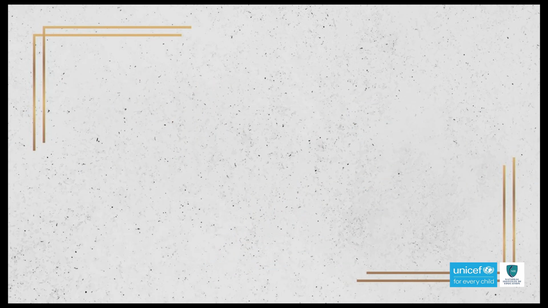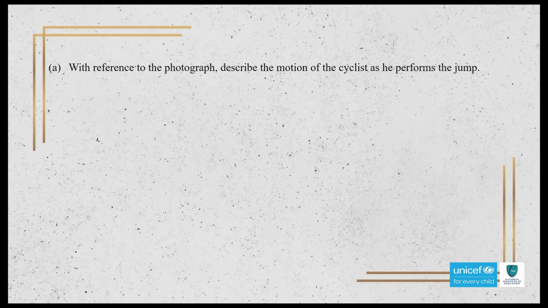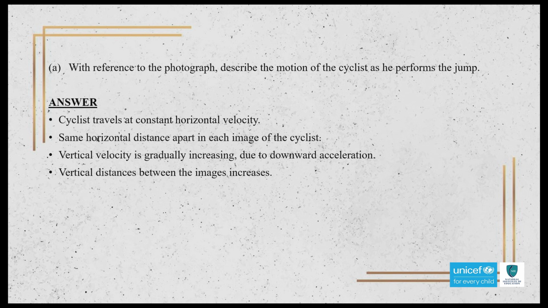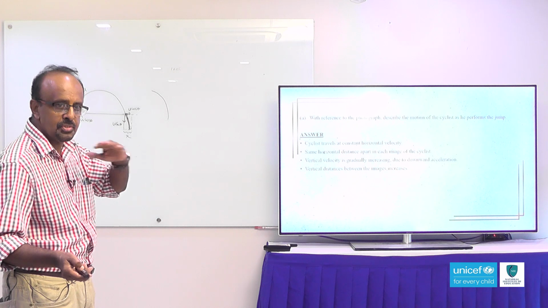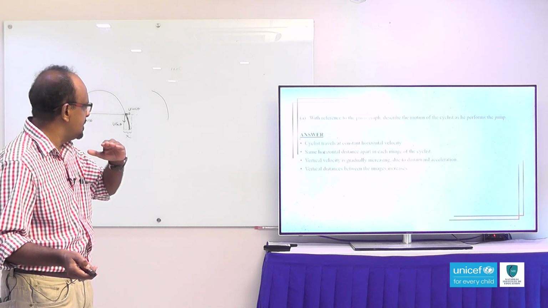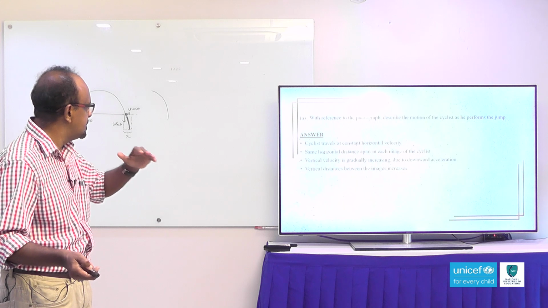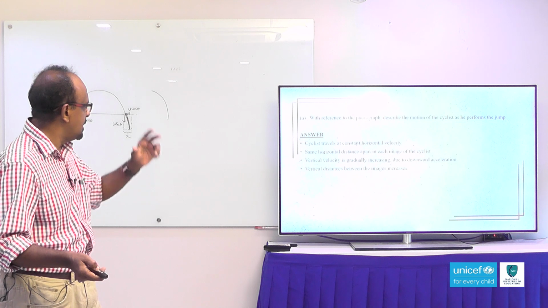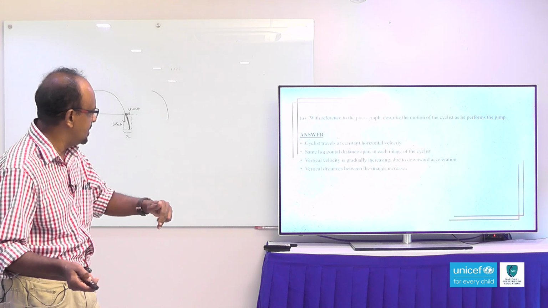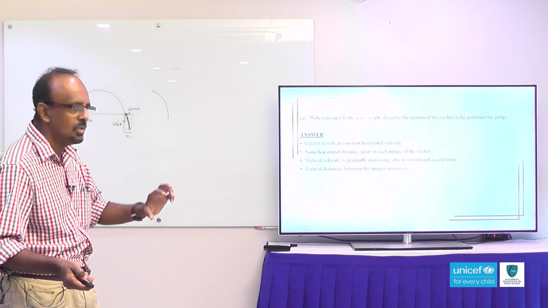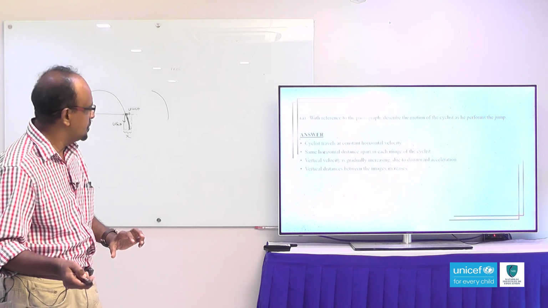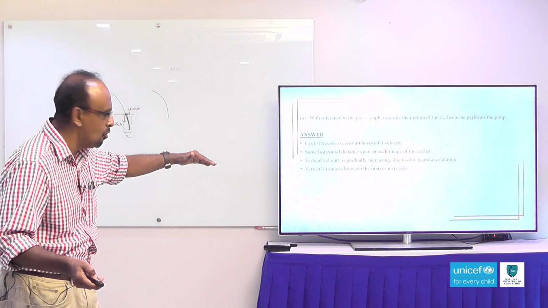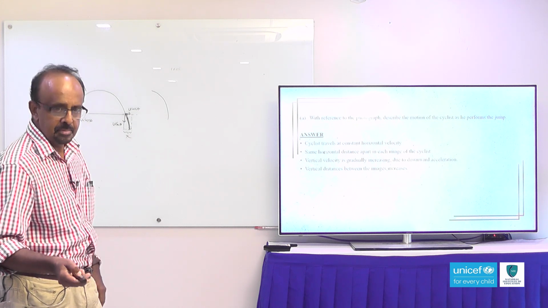Then the question asks, with reference to the photograph, describe the motion of the cyclist as he performs the jump. So, the cyclist travels at constant horizontal velocity because horizontal acceleration is 0, so there is the same horizontal distance apart in each image of the cyclist. Then vertical velocity gradually increases due to downward acceleration, so vertical distances gradually increase. It shows clearly from the diagram, and here 4 marks are given for the 4 points.